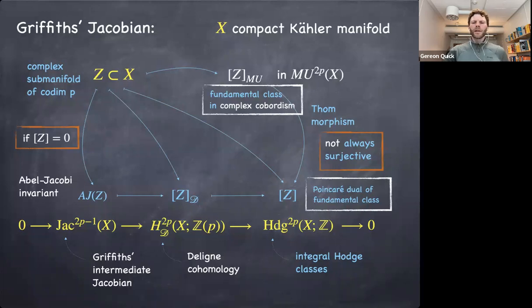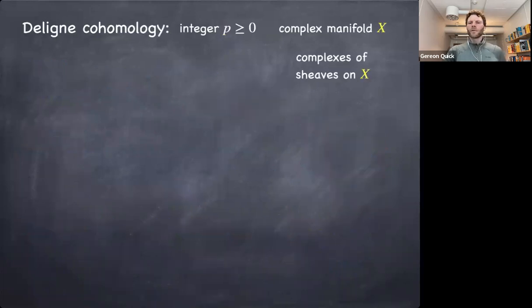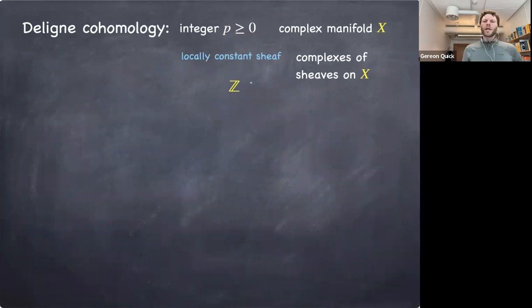Okay, let me very briefly remind you of how we define the Deligne cohomology. Of course, you have all seen this before, either as the Deligne cohomology or as a smooth differential cohomology by Cheeger-Simons. So you've seen some version of it. One way of defining it is that we take a complex manifold, we choose an integer, and then we look at the complexes of sheaves on X. And then first we take a locally constant sheaf just given by the integers.